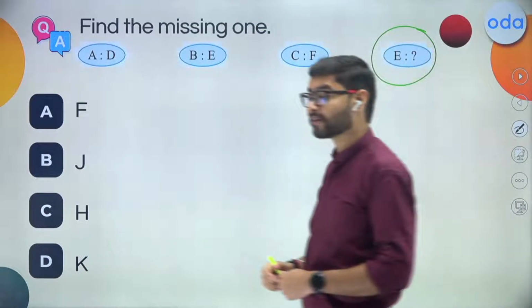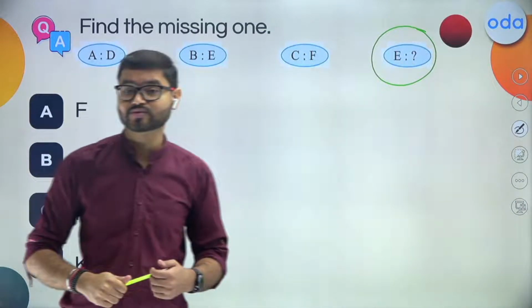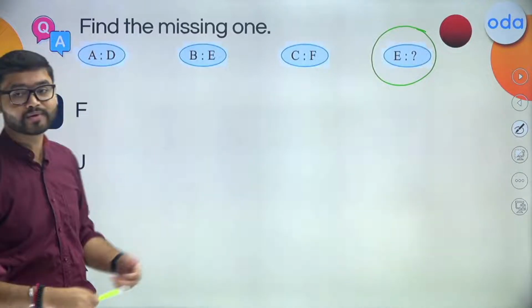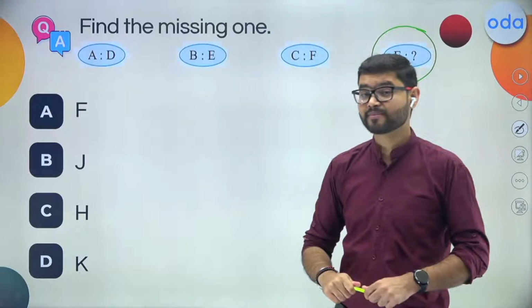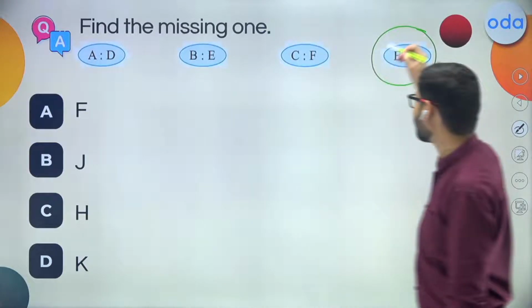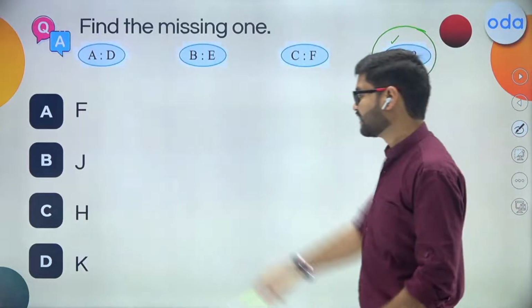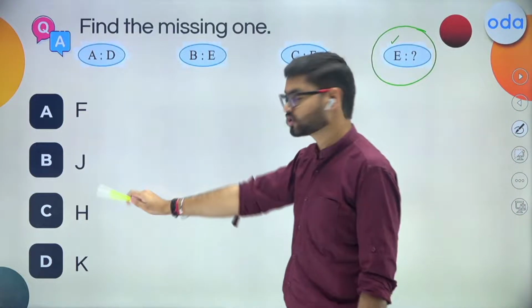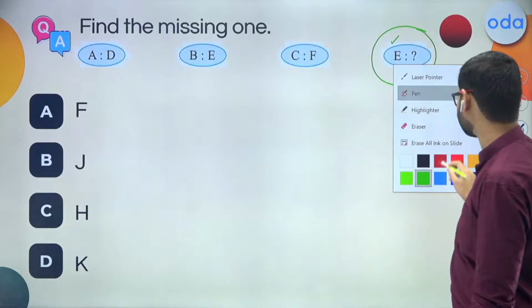This is an Olympiad question. In ODA class, we prepare you for Olympiads also. And this is an Olympiad question. Okay? Have you found the answer? Tell me in the chat box. If I have E over here, what should come next to E? Is this F, J, H, or K? Let's try to figure it out. Let's try to solve this out.